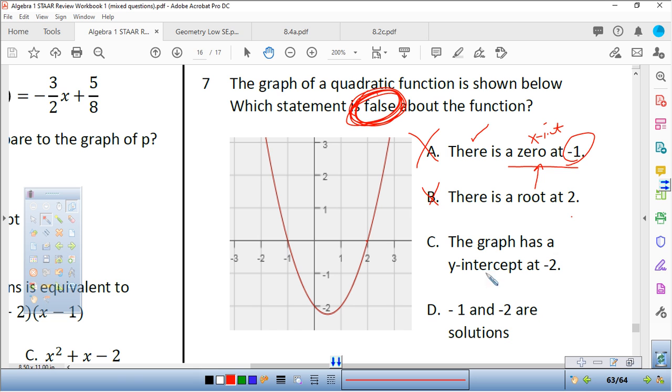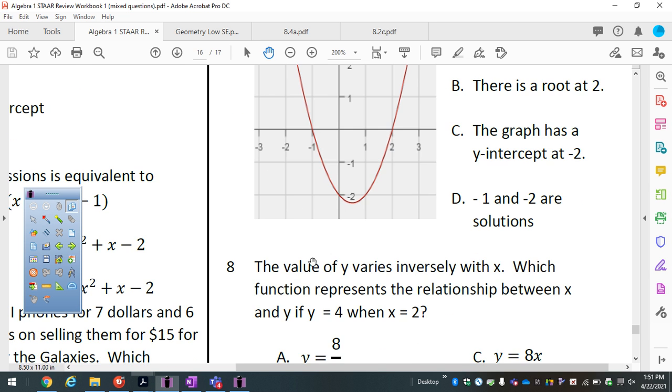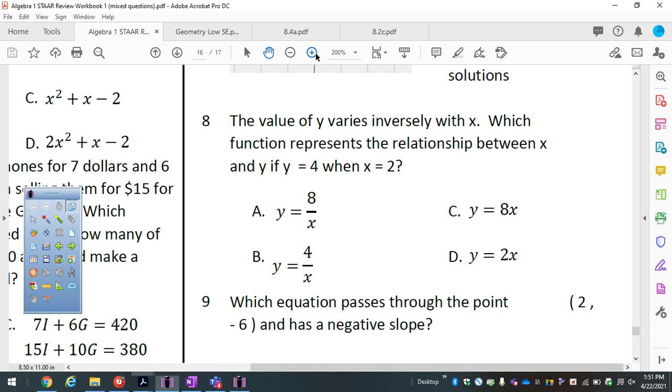The graph has a y-intercept of -2. That's true again. The one that's false: -1 and -2 are solutions. -1, -2. No, that is wrong, which is false, making it our answer. Okay.